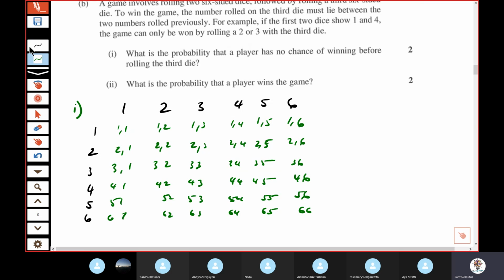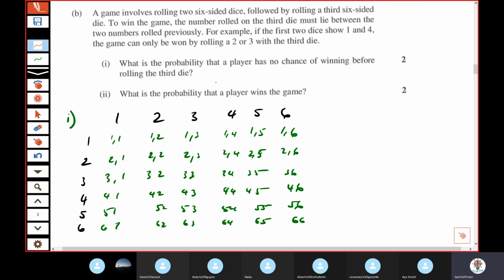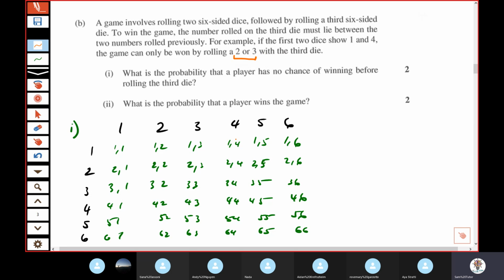Then for you to have a chance of winning, you need to have numbers where you can get a number in between. Obviously, 1 and 4 can work, 1 and 5 can work, 1 and 6 can work, 2 and 6 can work, but by the time you get to 5 and 6, that can't work, because there are no numbers between 5 and 6 that also lie on the die.